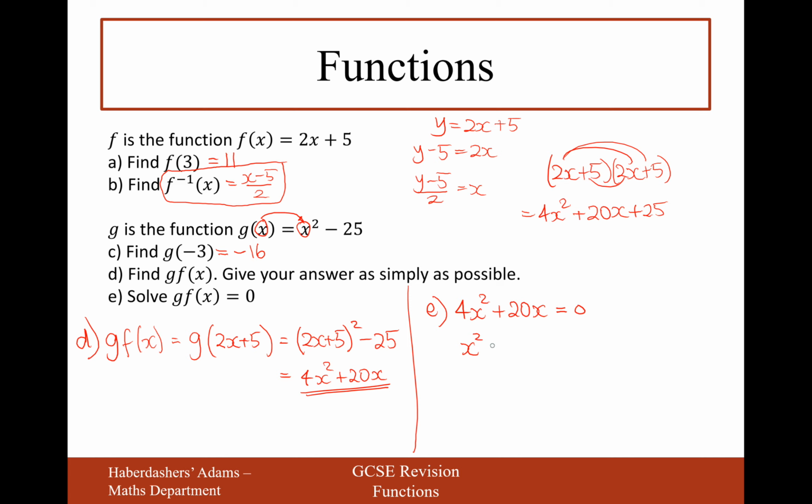The first thing I'll probably do is divide by 4, just to make things easier. 0 divided by 4 is still 0. And then I'll factorise the brackets. So it's going to be x(x plus 5). And now, if you remember from quadratics, I've got two expressions that are multiplying together to make 0. So that must mean that one of these things equals 0. So either x is 0 or x plus 5 is 0, in which case x needs to be the number minus 5. So there we are, those are the two solutions for this question, either 0 or minus 5.